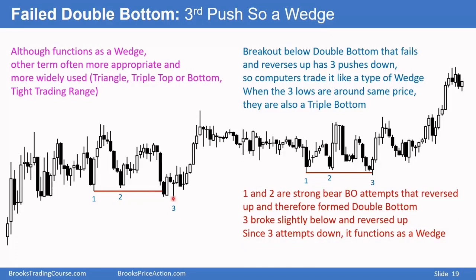Double bottoms, bear breakout, reversed up. They function as wedges. Here, double top. And a bull breakout that reversed down is 3 pushes up, 1, 2, 3, and all 3 are reversing. The market's deciding that up is not the right direction. It has to probe lower. It's a type of wedge. However, I usually refer to this as a failed breakout above a double top.